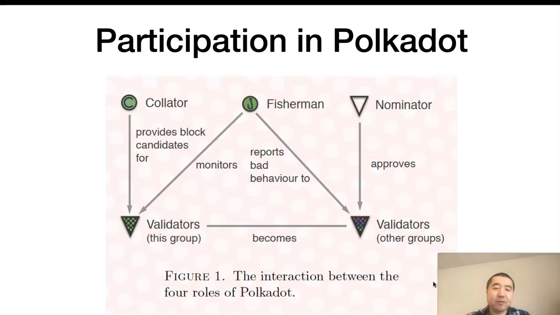There are different roles: the connectors, fishermen, and nominators. The connectors are going to connect all of that information, and then they will send it to the validators. So the validators would be a group of nodes that is going to validate those data. Those validators can be nominated by the nominators. So the nominator is going to nominate those validators.